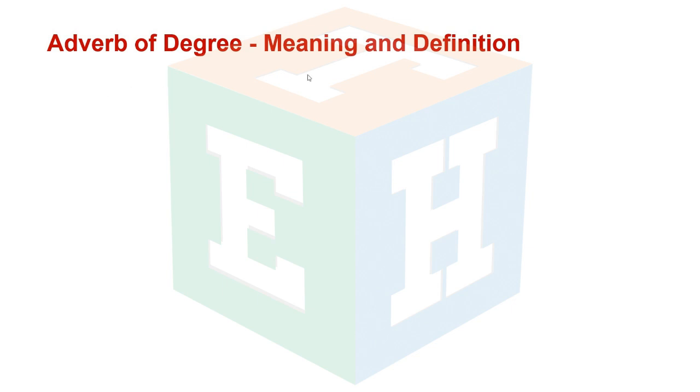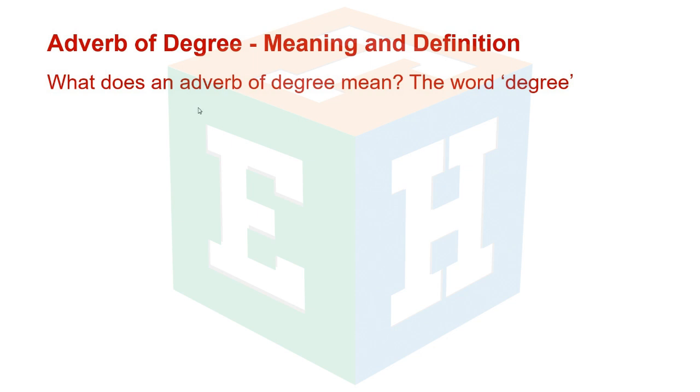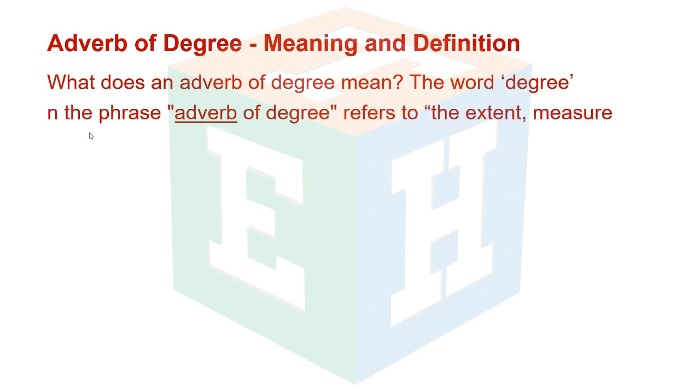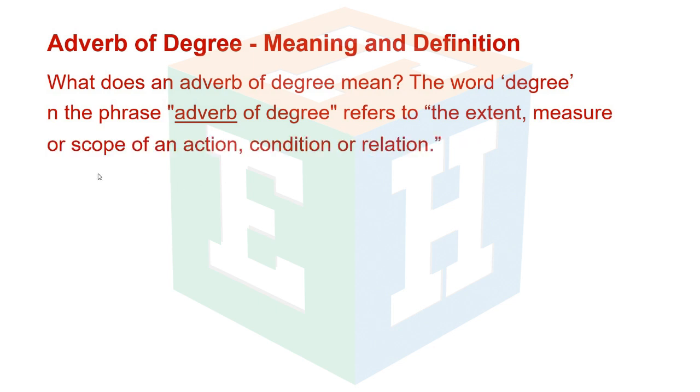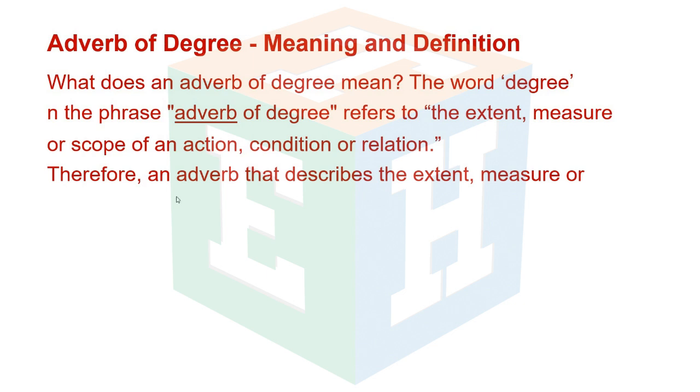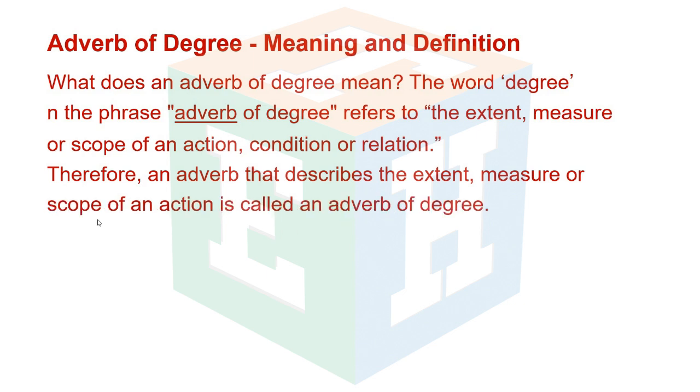Adverb of degree, meaning and definition. What does an adverb of degree mean? The word degree in the phrase adverb of degree refers to the extent, measure, or scope of an action, condition, or relation. Therefore, an adverb that describes the extent, measure, or scope of an action is called an adverb of degree.